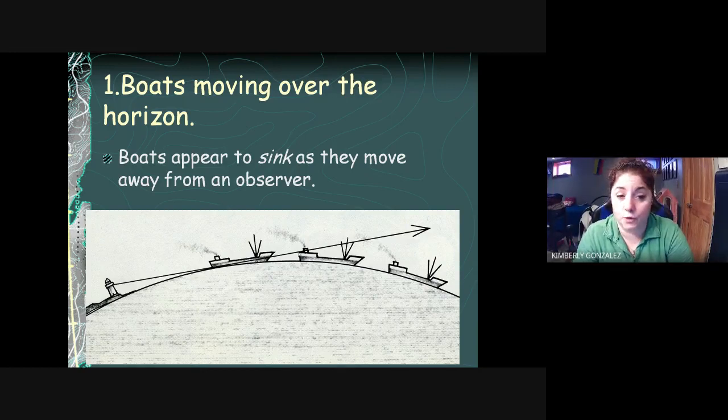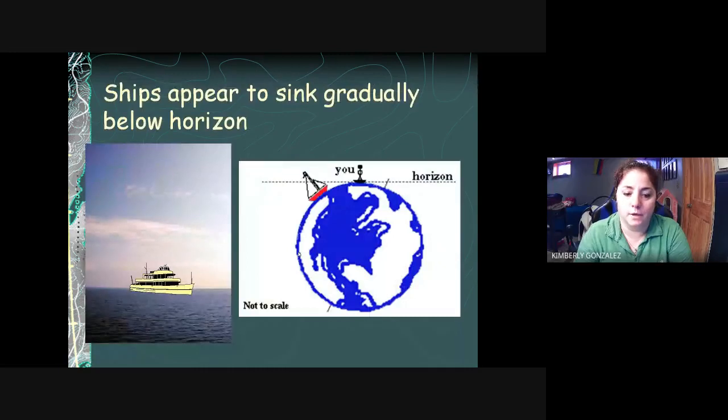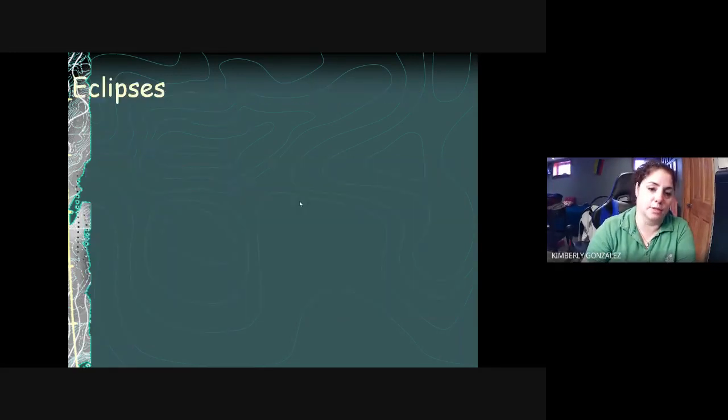But this is the first way that you can actually use your now science knowledge to say, no, you guys are wrong. Here's why. Here's rule number 1. As they go over the horizon here, it looks like they're sinking, but they're really not. But from your perspective, it looks like they are.